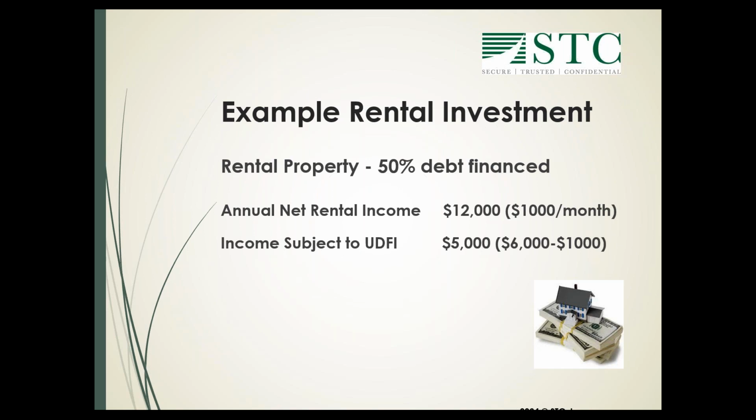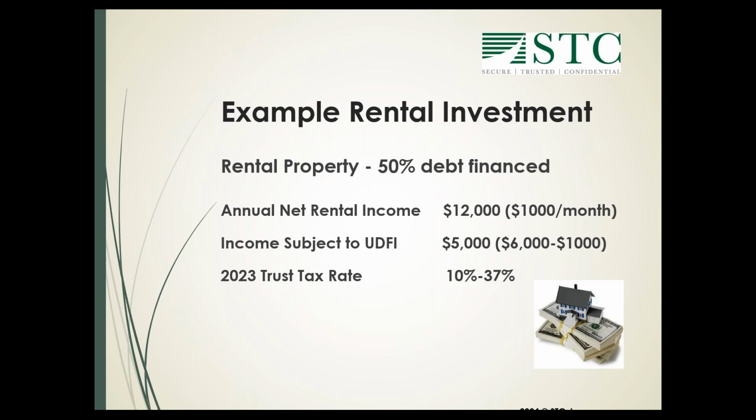The income that would be subject to the tax is $5,000, and I calculated it this way. I said that the property is 50% debt financed, so that means only 50% of the net rental income is subject to the tax. 50% of $12,000 is $6,000. And then I said the first $1,000 is exempt from the tax. So $6,000 minus $1,000 brings you to $5,000 of the income that is subject to the tax. $7,000 is not, if you want to look at it that way.